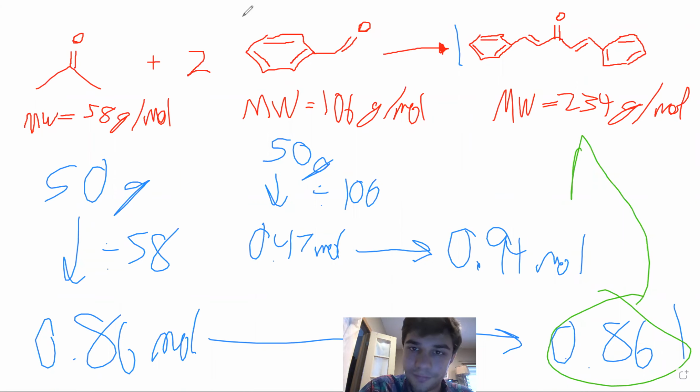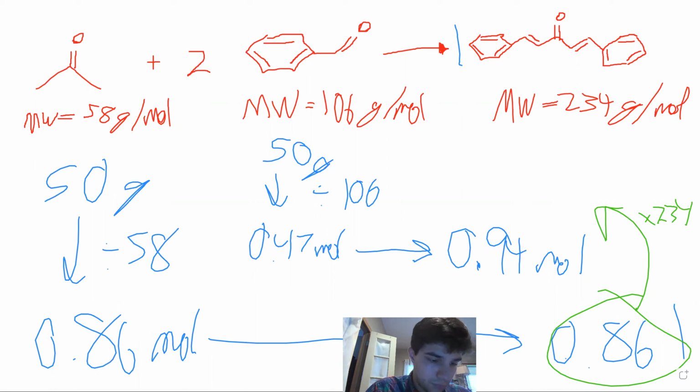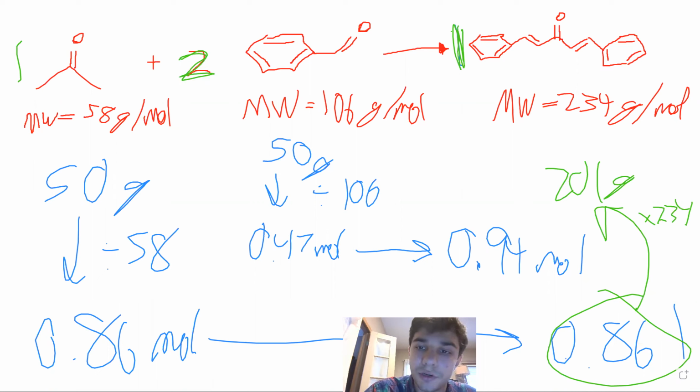Which will then make 201 grams, our theoretical yield. So you see, in this reaction, you have to remember that the acetone is in a 1-to-1 ratio, whereas benzaldehyde is in a 2-to-1 ratio. So you want to make sure you have that ratio included whenever you're calculating which one's the limiting reagent and then figuring out from there your theoretical yield.